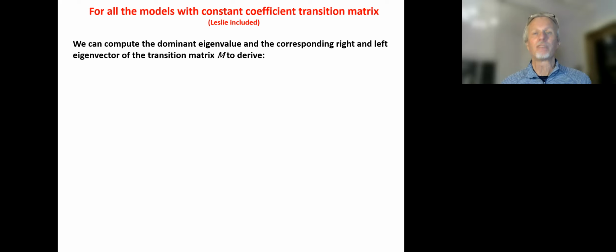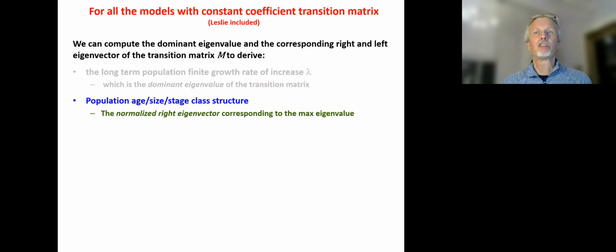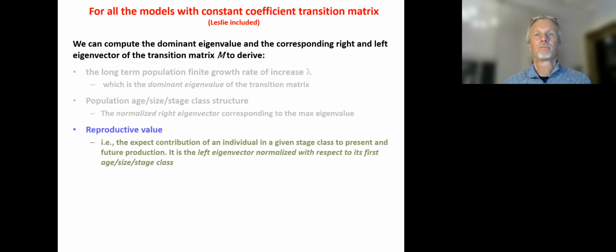From our point of view now, and for the simplicity of our class, we can use the transition matrix with constant coefficients to compute eigenvalues and eigenvectors. The long-term finite growth rate of increase of the population, lambda, is in fact represented by the dominant eigenvalue of the transition matrix. The population age, size or stage structure can be computed by deriving the normalized right eigenvector corresponding to the maximum eigenvalue.